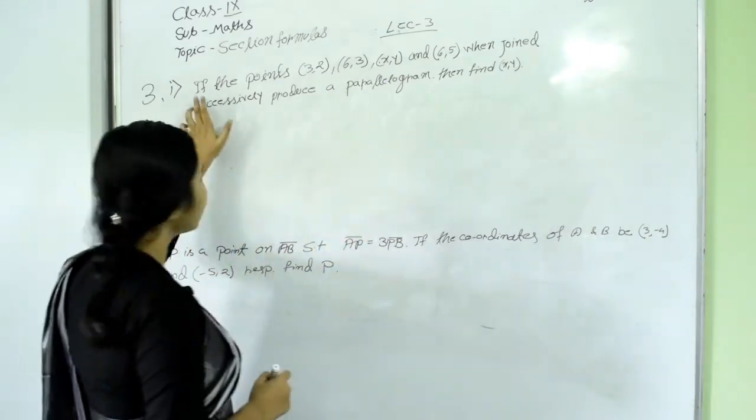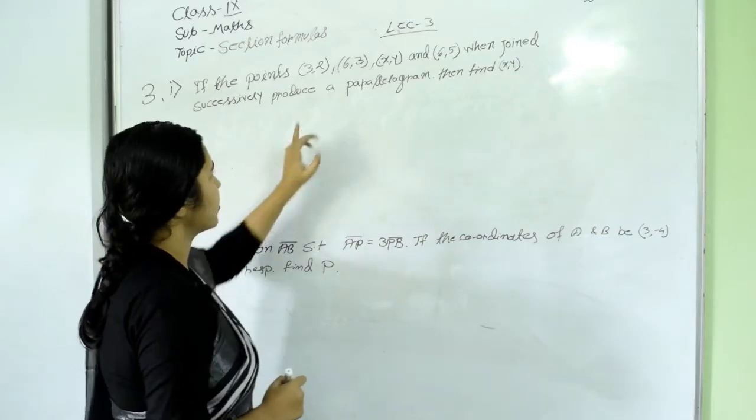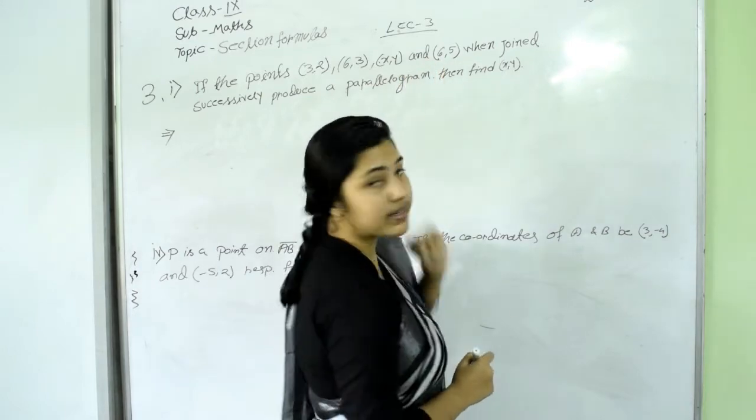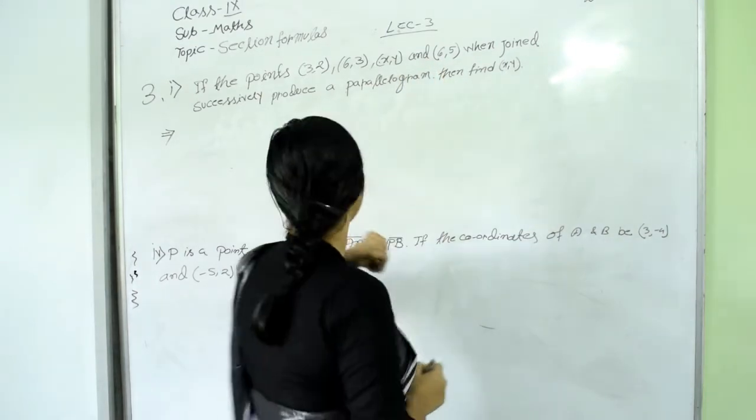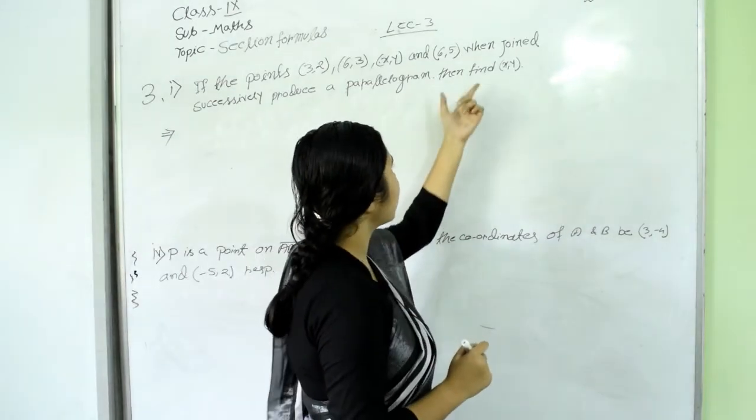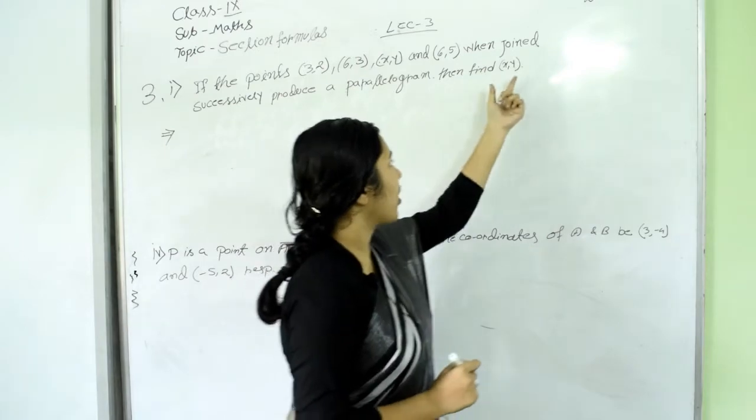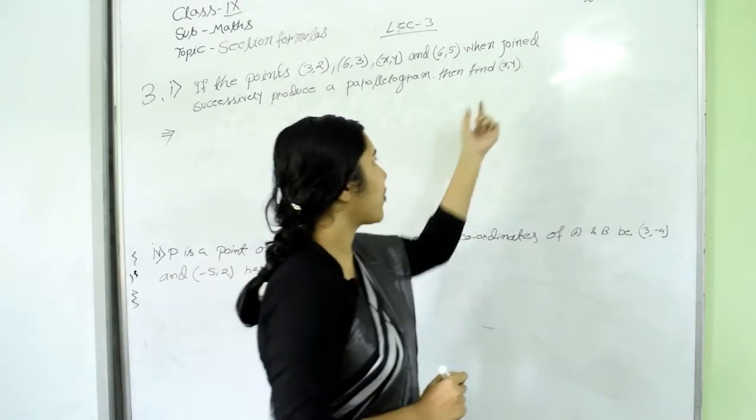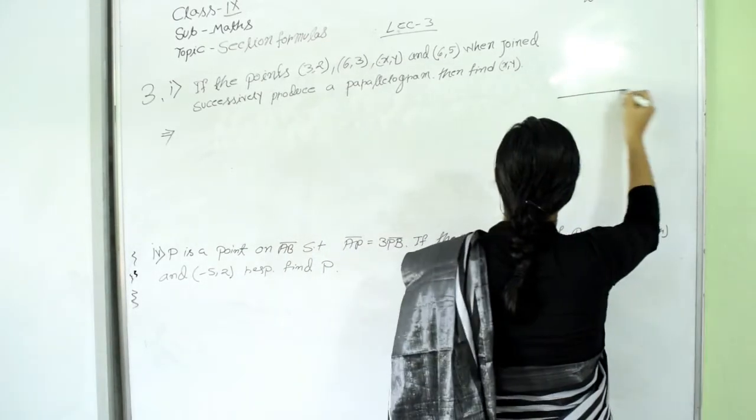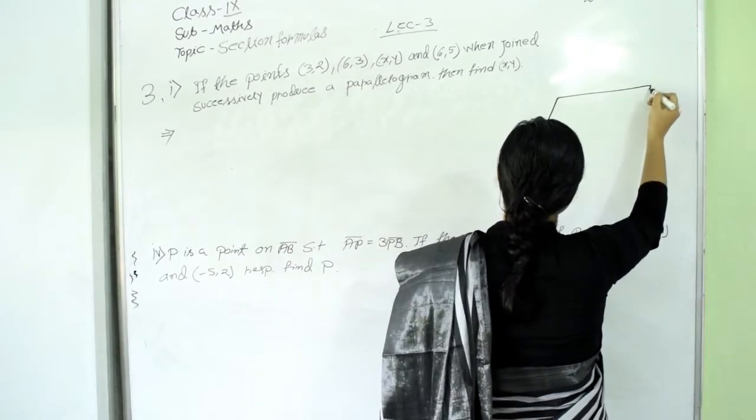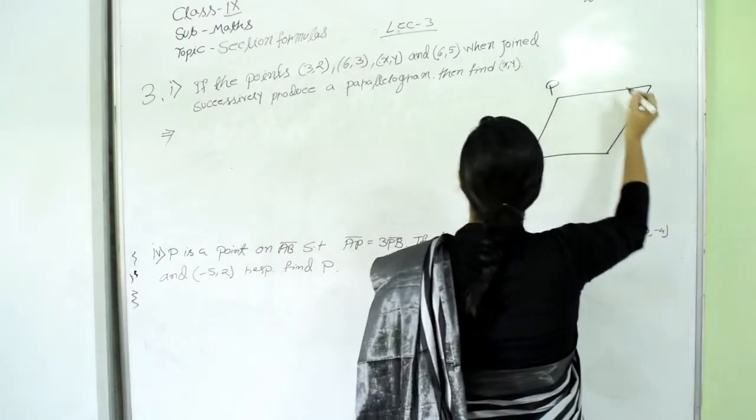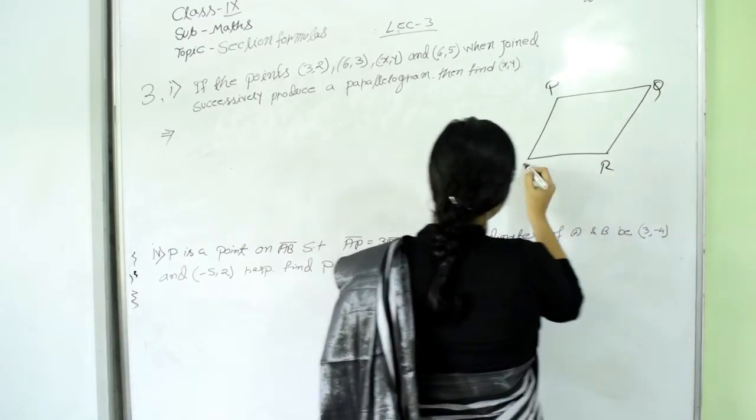So now our first question: if the points (3, 2), (6, 3), (x, y) and (6, 5) when joined successively produce a parallelogram, here we have to find this point (x, y), which means we have to find the value of x and y. So first draw a parallelogram and name it as P, Q, R, S.